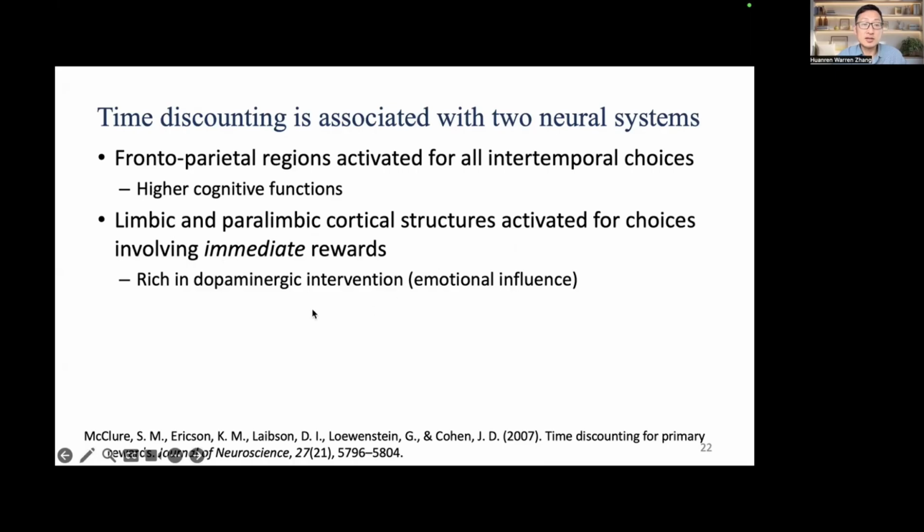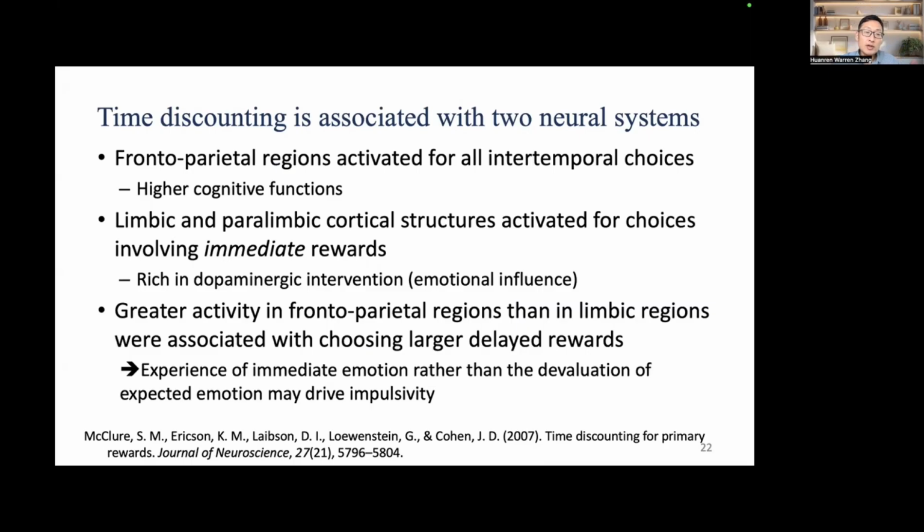These regions are rich in dopaminergic innervation. So dopamine would be released, and it motivates you to choose the immediate reward. This is a good reflection of emotional influence. Greater activity in the frontal parietal regions than in limbic regions was associated with choosing larger delayed rewards, meaning that you become more patient when you are able to activate more of the cognitive functions, the system two thinking.